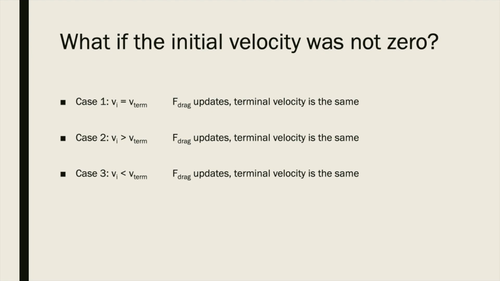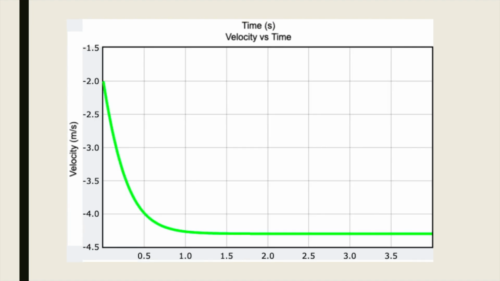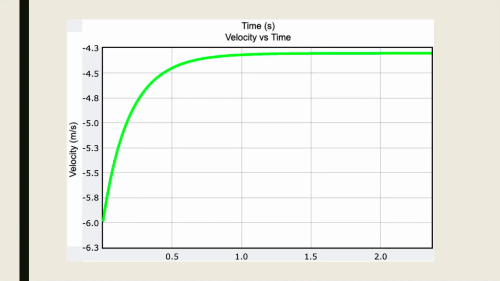So what if the initial velocity was not zero? Well, there are three cases: the initial velocity is the same as the terminal velocity, the initial velocity is greater, and the initial velocity is less than terminal. For all of them, the force of drag updates in the model, and it makes it so the terminal velocity is pretty much the same for all three. If I model this, for case one, it's the same. For case two, it becomes the same right there where it becomes horizontal. And for case three, it's also the same when it becomes horizontal.